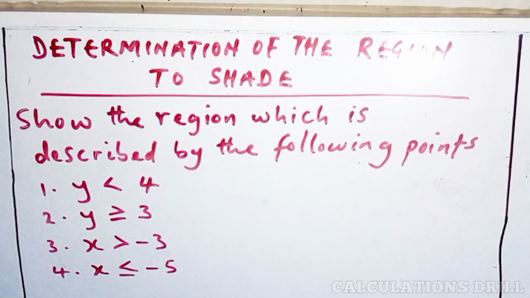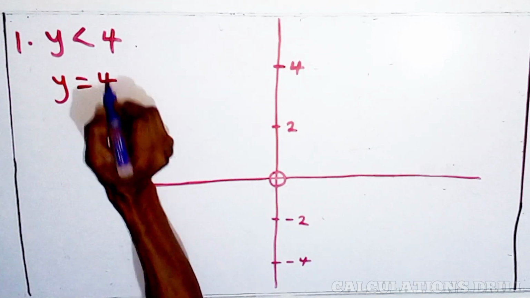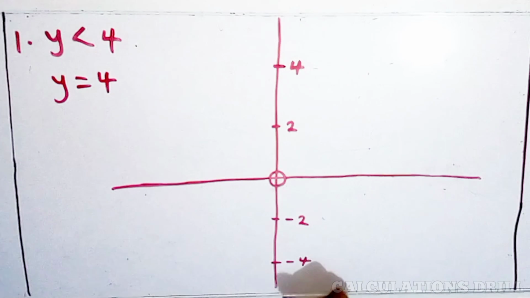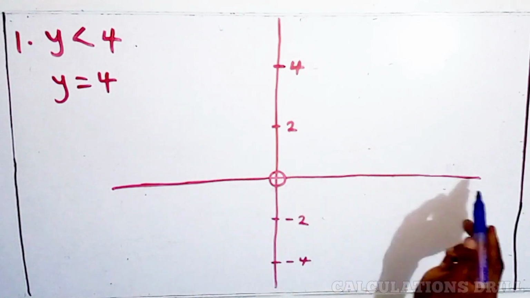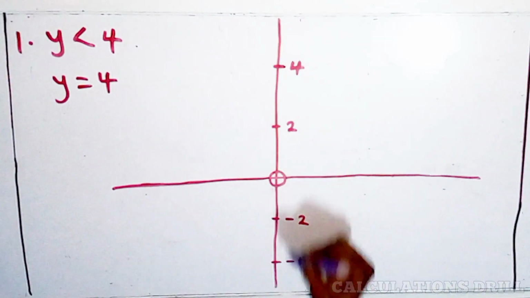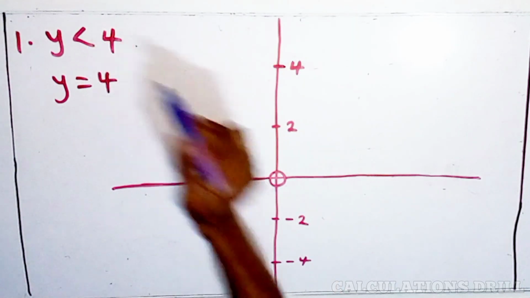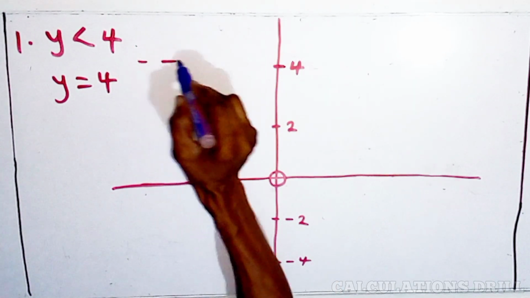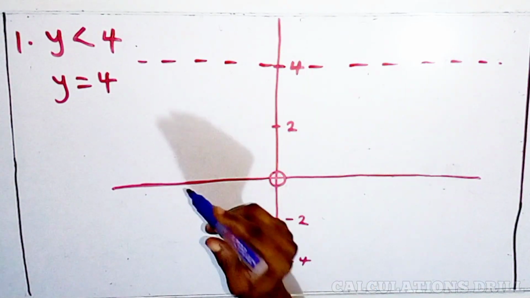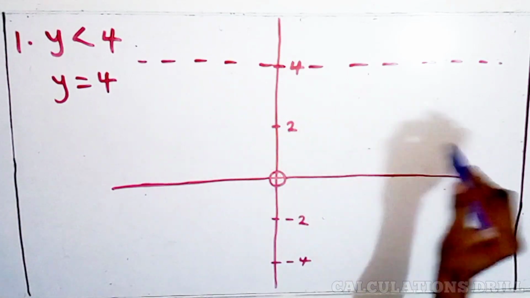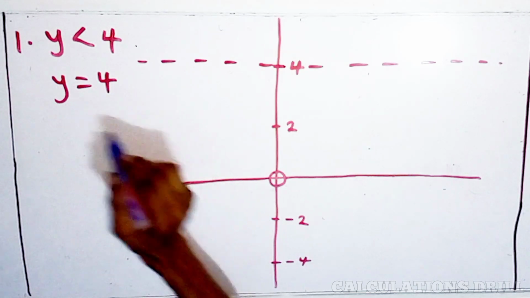The first one is y < 4. So y = 4. Since we are concerned with y, there is no need of putting values on the x-axis. That's what you can see on the board. Because it's less than, we're going to use a broken line. There is no equal to. And knowing where to shade is another aspect. Now you can see, we have y < 4.